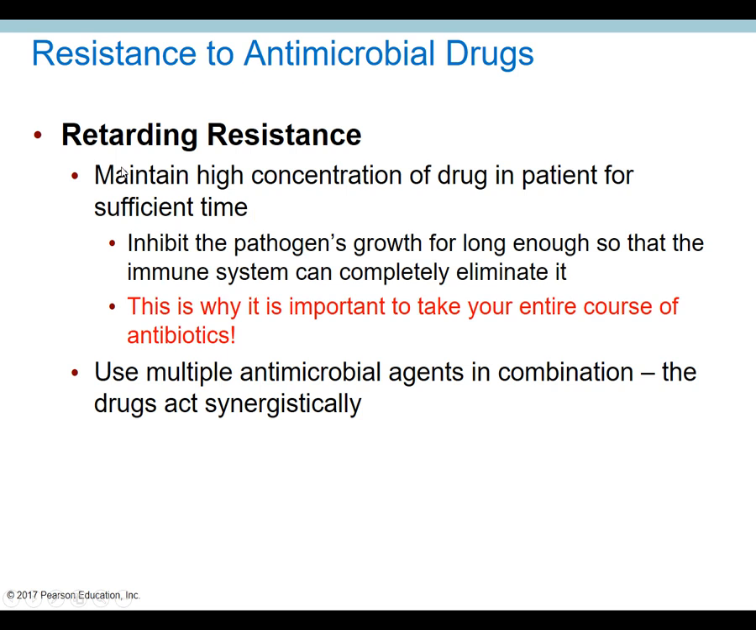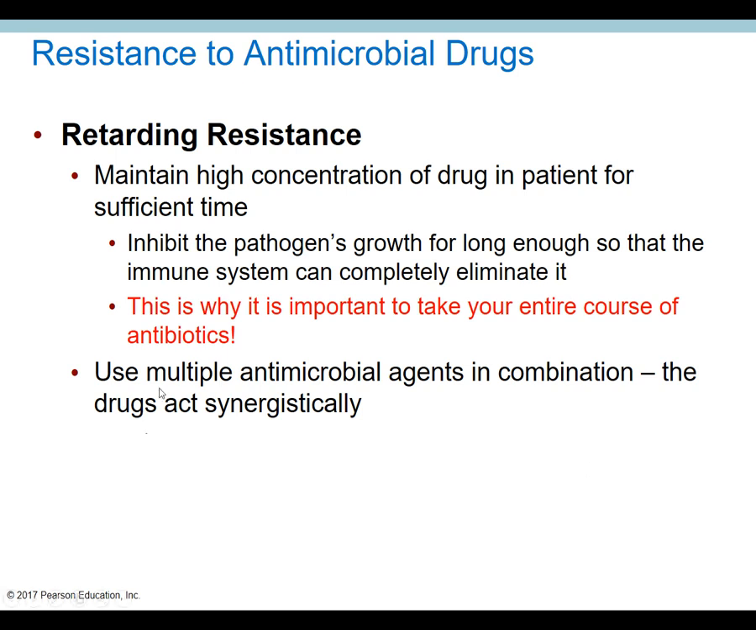You need to keep that concentration of drug high in the patient long enough not only to kill the susceptible bacteria, but also to kill the resistant ones. If you don't finish your entire course of antibiotics, you might allow some of the resistant ones to survive and then regrow into a much more resistant infection.